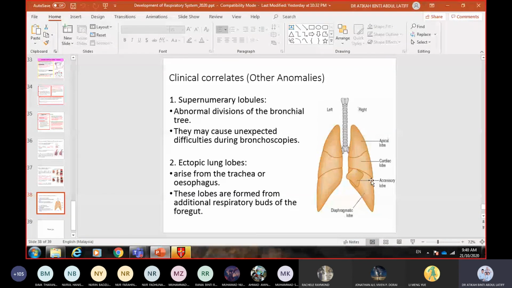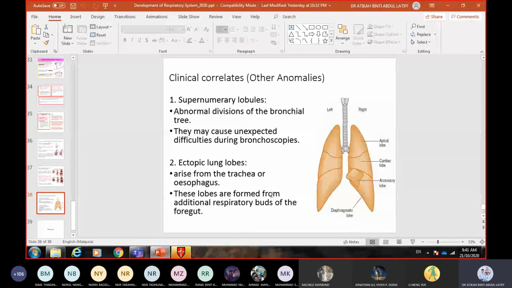Maybe they just have more lung tissue. Usually they find it during bronchoscopy, and they say, what's this lobe here? But no problems usually for the patient. Sometimes they can also have ectopic lung lobes. Sometimes from the trachea they find a lung lobe there, or at the esophagus.